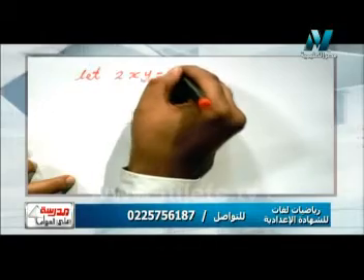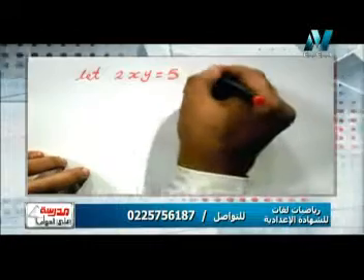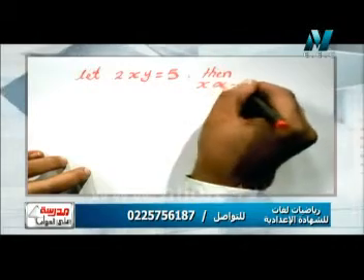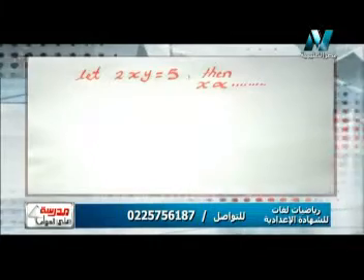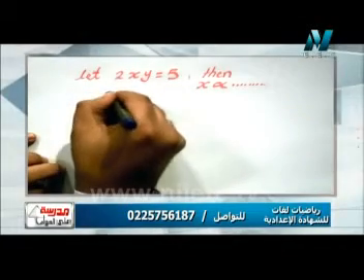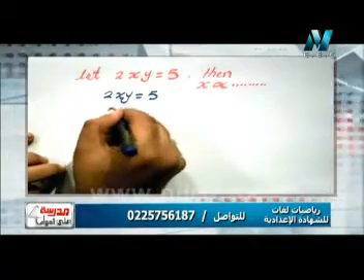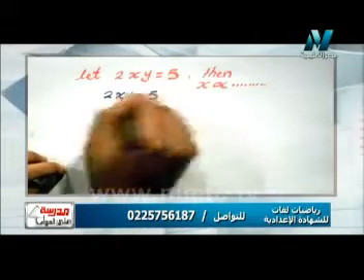Here we have this question: 2xy equals 5. Then x varies as what? In this type of question we can make use of the properties of the equation. From 2xy equals 5, we can make x times y equals 5 over 2.